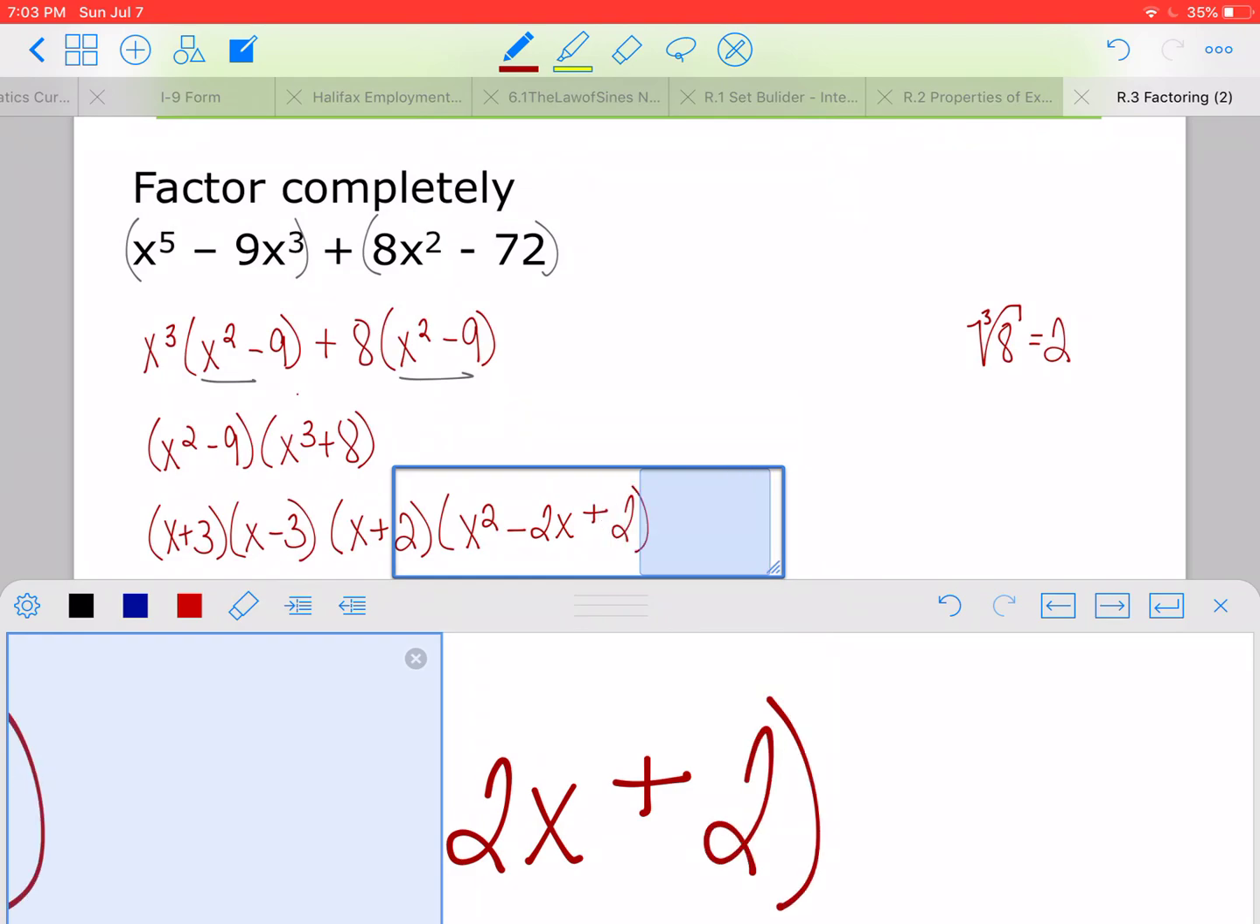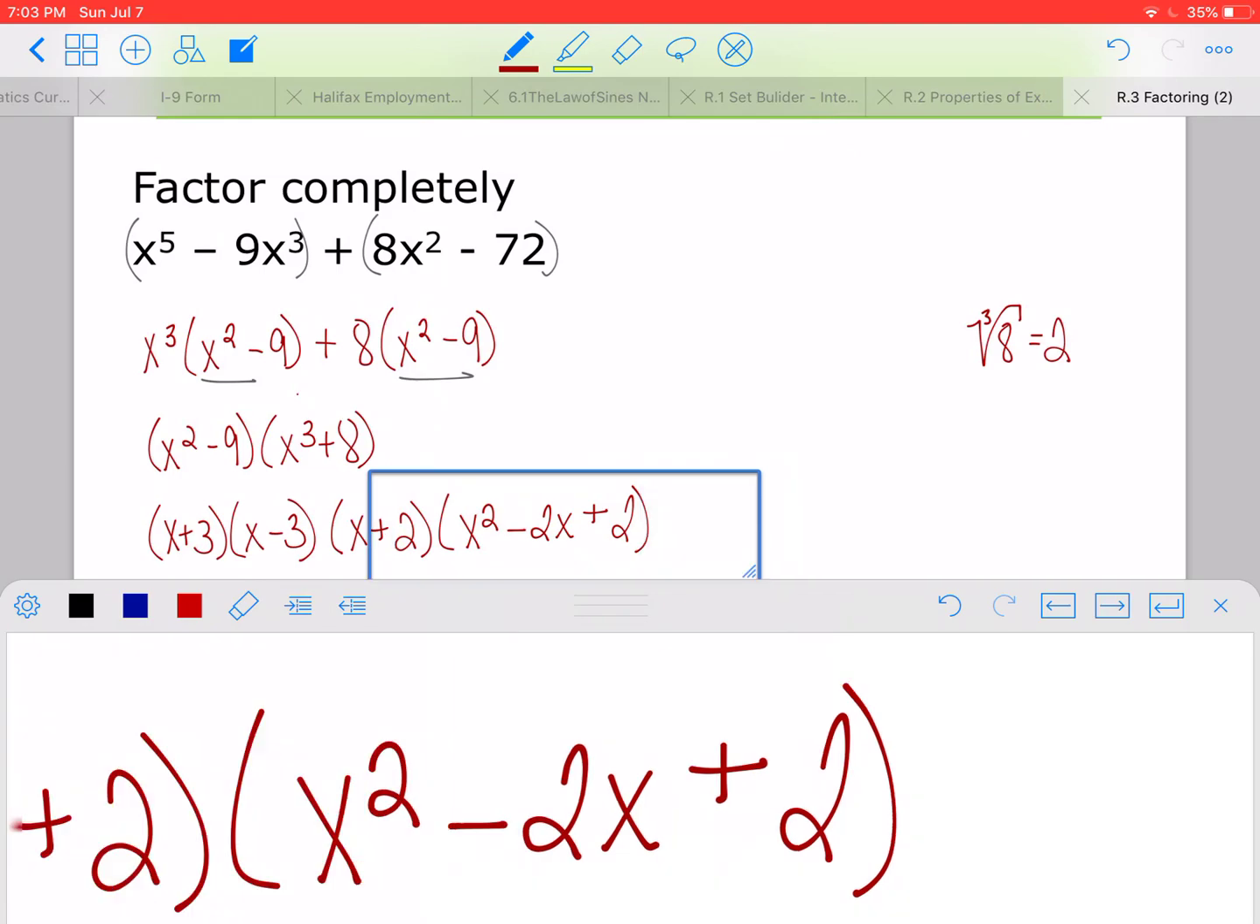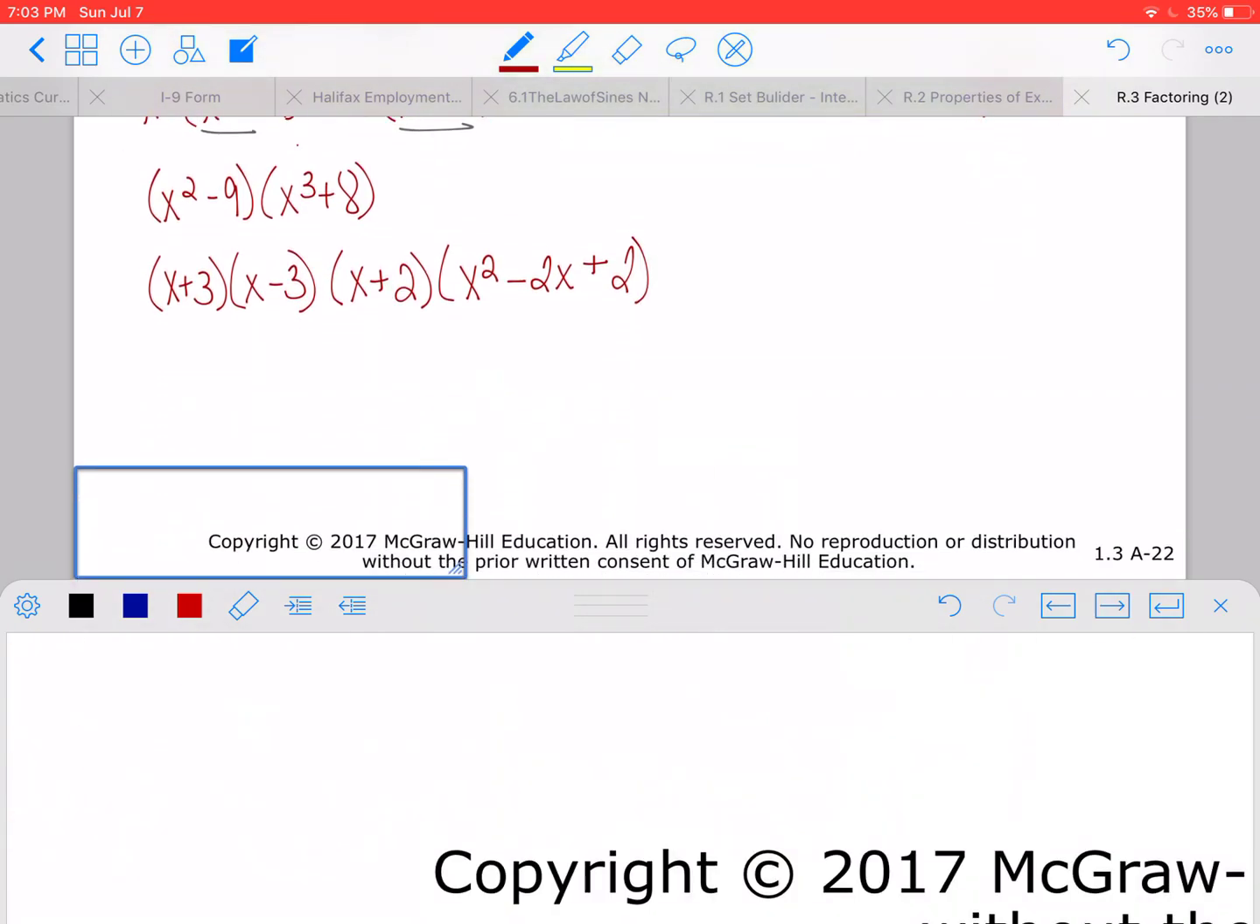Now, x plus 3 can't be factored anymore. Neither can x minus 3 or x plus 2. Is there anything that'll multiply to give us 2 and add to give us negative 2? No, we are done.